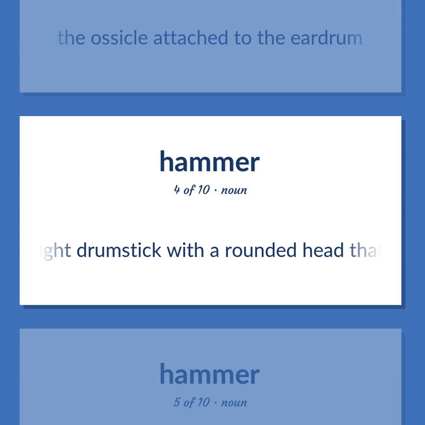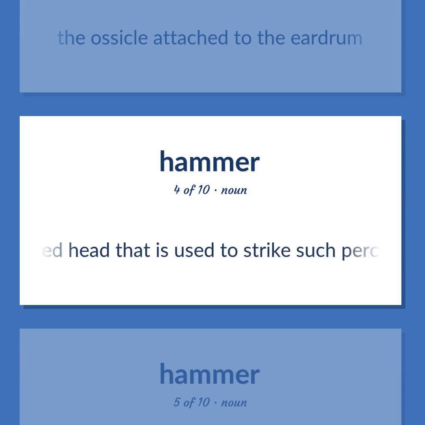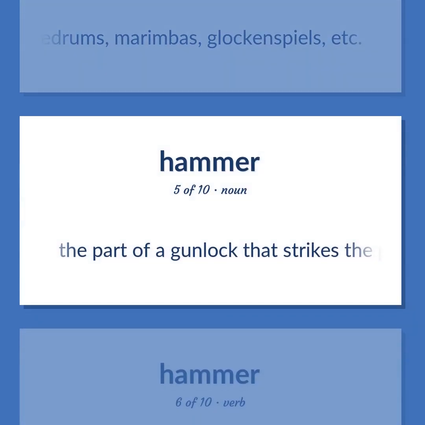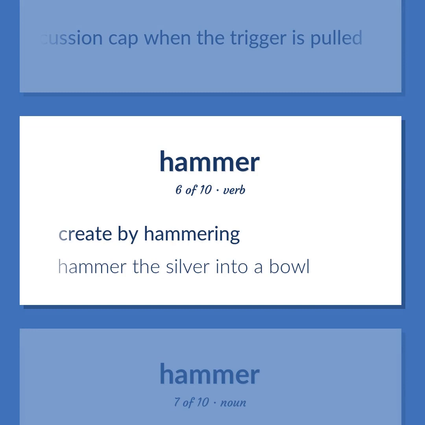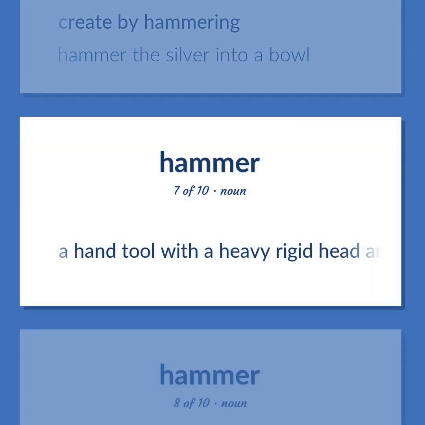A light drumstick with a rounded head that is used to strike such percussion instruments as chimes, kettle drums, marimbas, glockenspiels, etc. The part of a gunlock that strikes the percussion cap when the trigger is pulled. Create by hammering. Hammer the silver into a bowl.